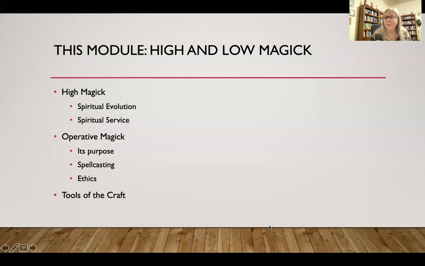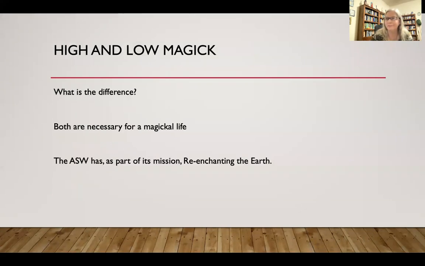So today we are going to be primarily talking about magic. Now I know that magic is running as a theme throughout this entire course, but today we're going to talk about high magic, operative magic, and the tools of the craft.